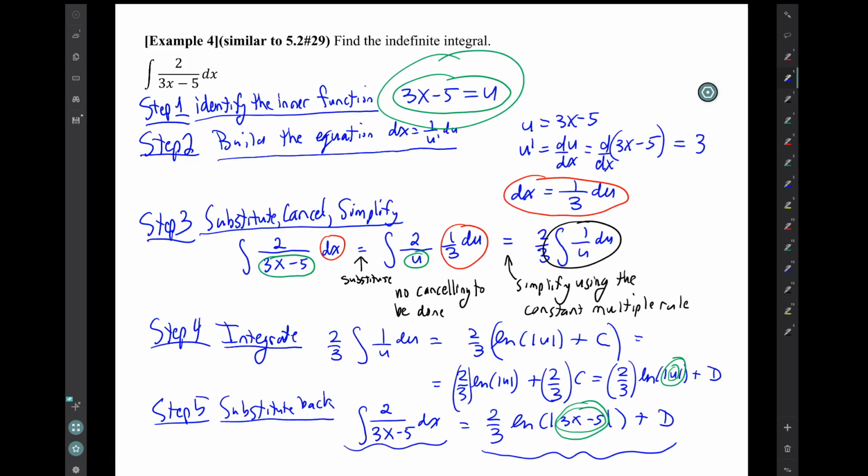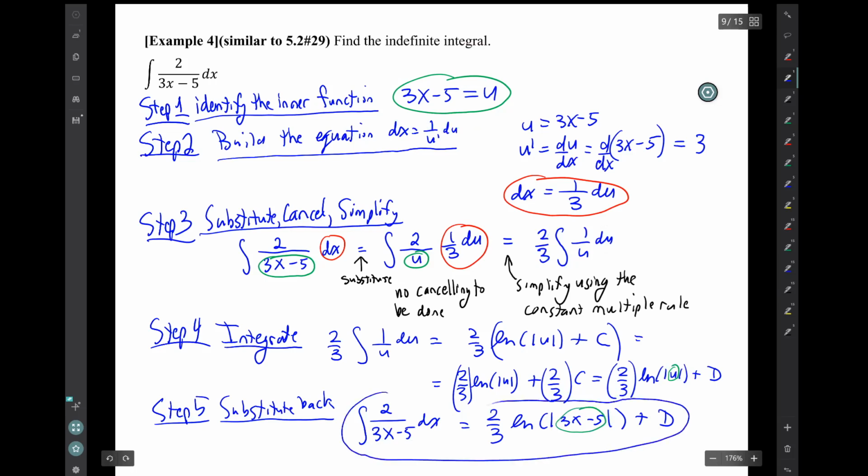So I write the final presentation of the problem as an integral equation showing what the integral equals. This indefinite integral equals this function form. That's the end of that example. Let's go on.